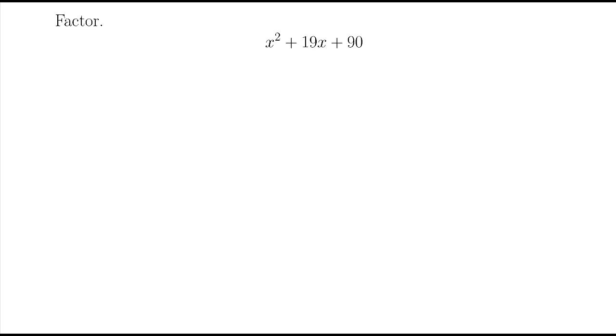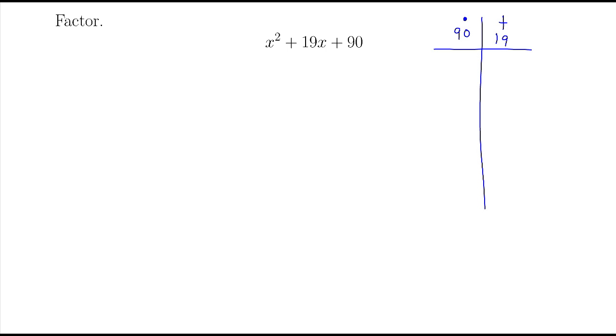So that next part is we need to find two numbers that multiply together to be 90, but add together to be 19. Multiply together to be positive 90, but when I add those same numbers together, I get 19.